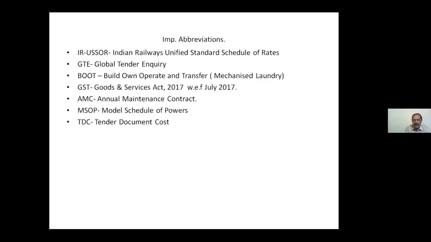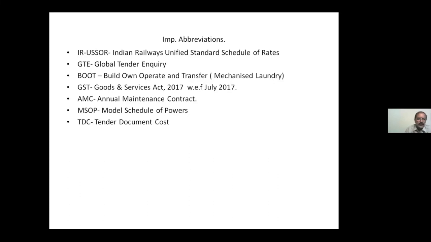Now, Railway Board has made it uniform. It is called MSOP 2018. You have to see this book for reference purpose for the relevant powers delegated to various levels of officers. And you have to see the correction slips also, issued from time to time.